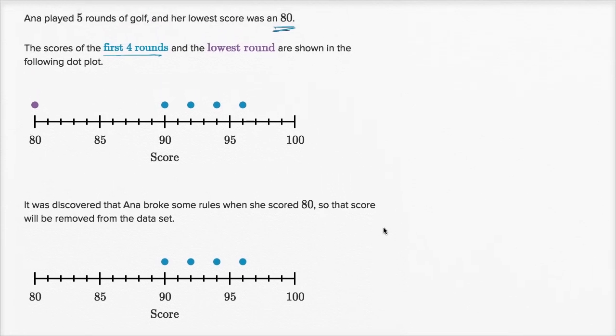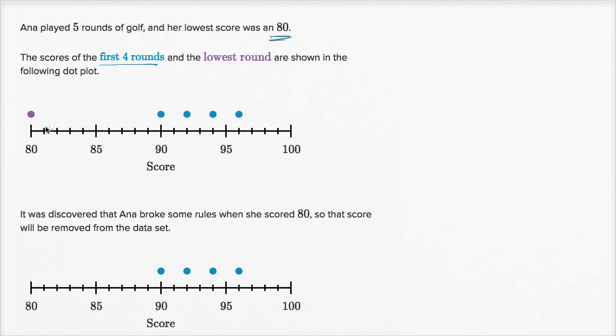So let's actually think about the median first. So the median is the middle number. So over here, when you had 5 data points, the middle data point is going to be the one that has 2 to the left and 2 to the right. So the median up here is going to be 92.